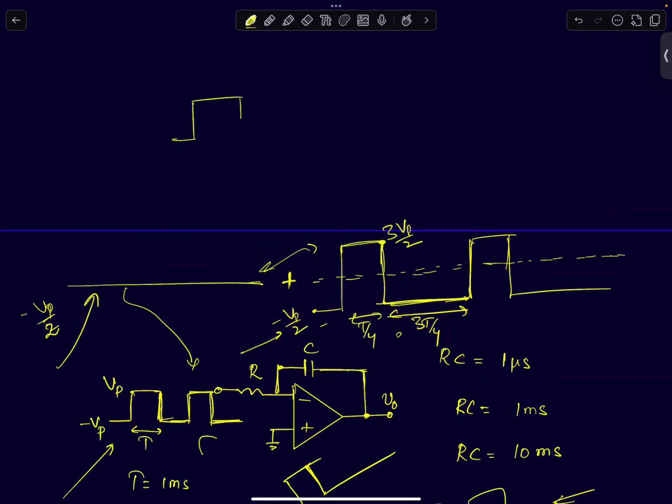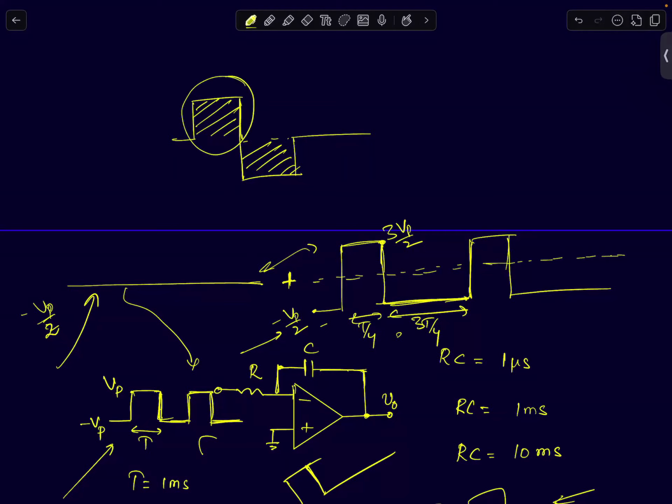When you feed a pulse signal to an integrator, in the positive half cycle your output will increase. In the negative half cycle, you are removing. You can think about it like this: in the positive half cycle, you are supplying some charge to the capacitor. Let Vpeak be the voltage. Let's forget about this 3Vp by 2 signal and assume it's a pure symmetric pulse signal.